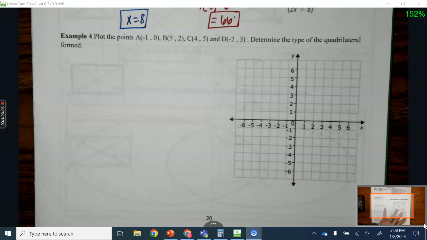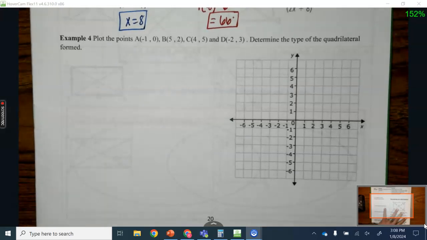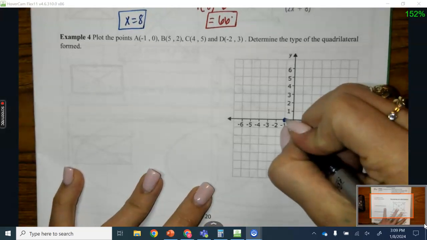Okay, so this is part 2 of our rectangles notes. I'm doing example 4, the coordinate geometry example. It says plot the points A, -1, 0. So here's A.